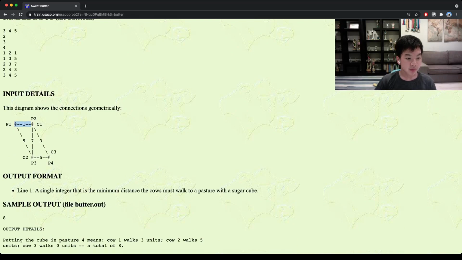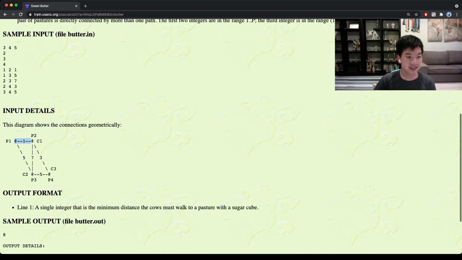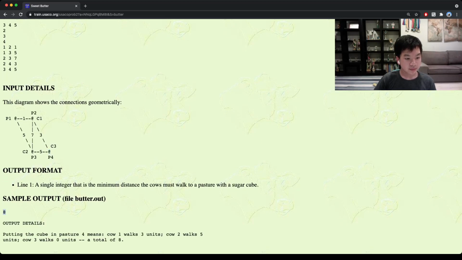The optimal answer would be placing the sugar cube at the 4th pasture. Then the first cow would walk a total of 3 units of distance. The second cow, which is at pasture 3, would walk a total of 5 units of distance. And the third cow, which is already at the pasture, would not walk anything. So the minimum distance the cows have to walk in this case is 8.